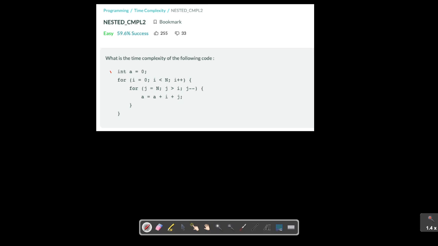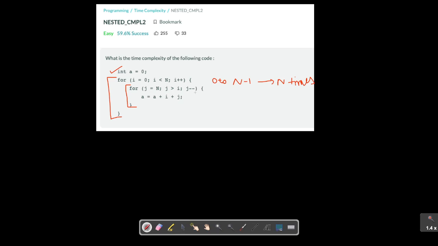So the first line is about declaration as well as the definition of the variable a. The second part is in itself a loop. Inside a loop, what we can see is for the outer loop, the value of I varies from 0 to n minus 1. That is, it will run for n times.